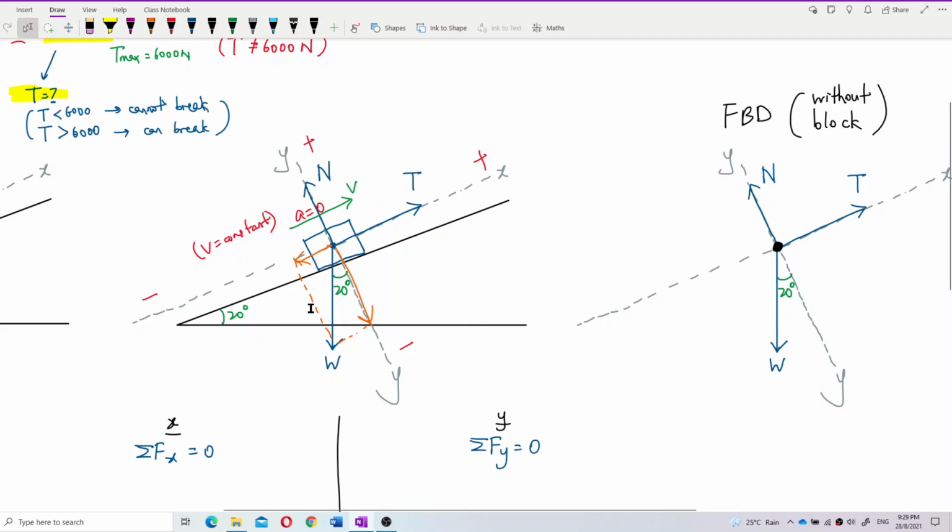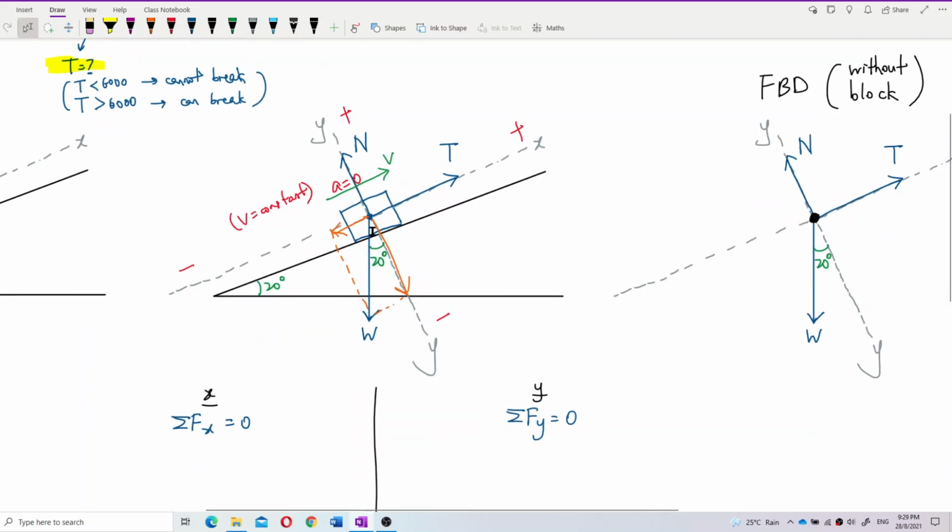So what's the x component for the weight? This component is opposite the angle, so it is w sine 20. And this y component is adjacent to the angle, so you must put w cosine 20. This component is adjacent to the angle, so it's cosine. This component is opposite to this angle, so use sine 20. So we already have all the x and y components.